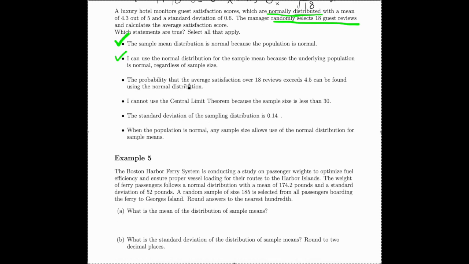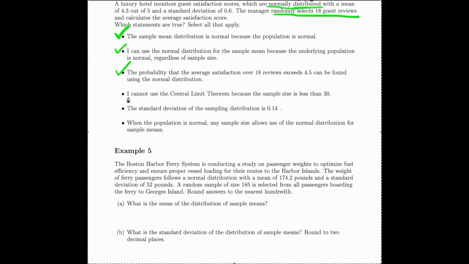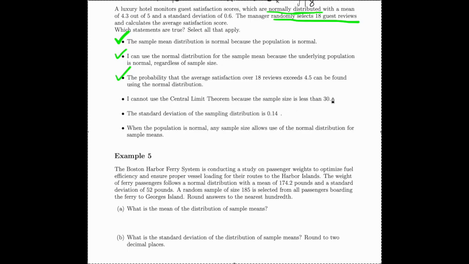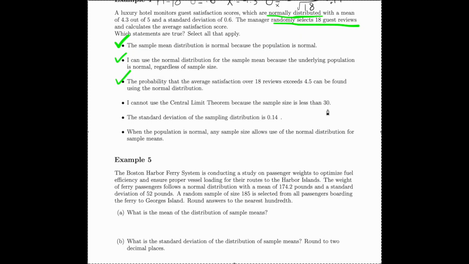Okay, the probability that the average satisfaction over 18 reviews exceeds 4.5 can be found using the normal distribution. This is correct. When we're finding probability involving averages, we can use the normal distribution because the central limit theorem applies here. Next statement says, I cannot use the central limit theorem because the sample size is less than 30. So even though the sample size is less than 30, in this case it's 18, we can still use the central limit theorem because the population distribution is normal. So this is false. We can use the central limit theorem.